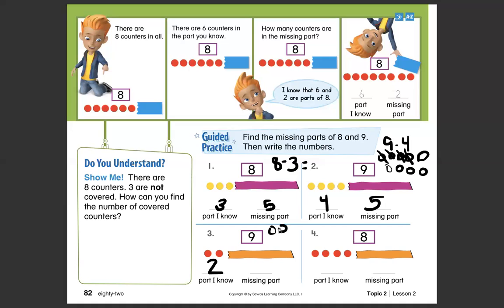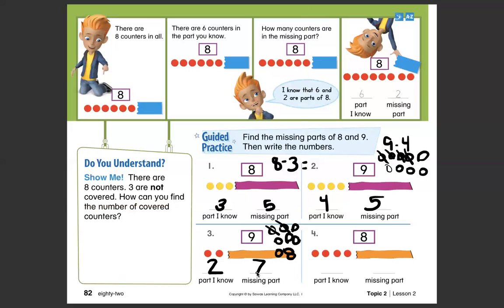1, 2, 3, 4, 5, 6, 7, 8, run out of room, 9. There we go. Let's cross out 2. 1, ooh, don't move, 2. How many do we have left? 1, 2, 3, 4, 5, 6, 7. So our missing part is 7.